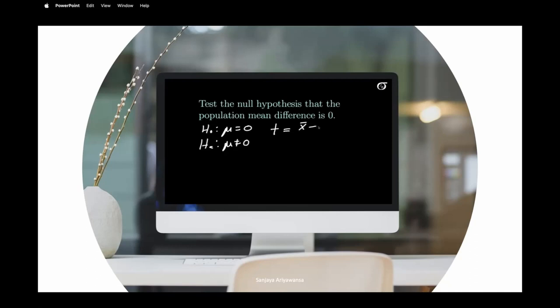X bar minus the hypothesized value, which is 0, over the standard error of x bar. We've run into this type of thing before. This is just 0.150 minus 0 over 0.050. And that gives us a t-value of 3.00. To get a p-value, we plot out our t-distribution, with 3.00 out here somewhere. Our degrees of freedom is 14. We figured that out before.